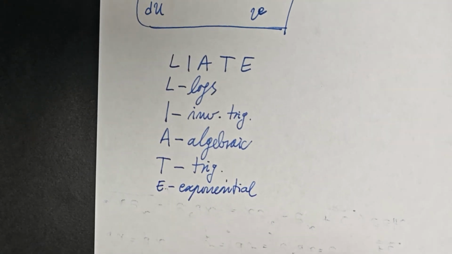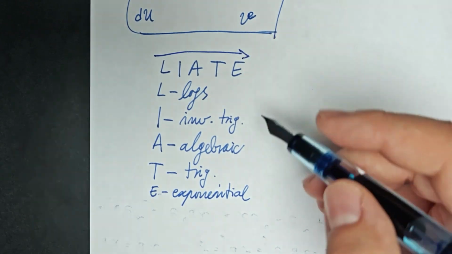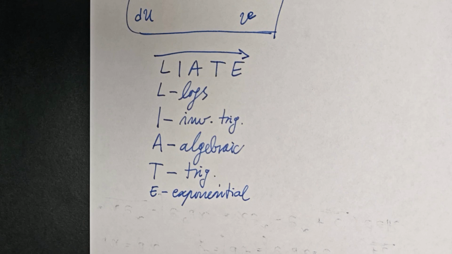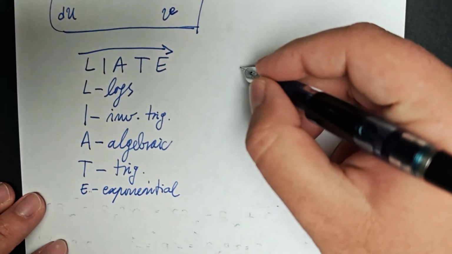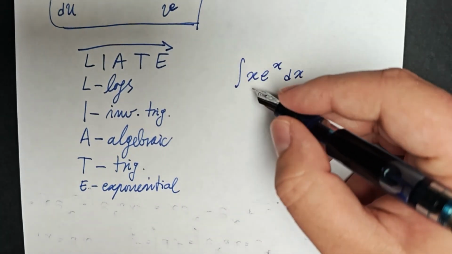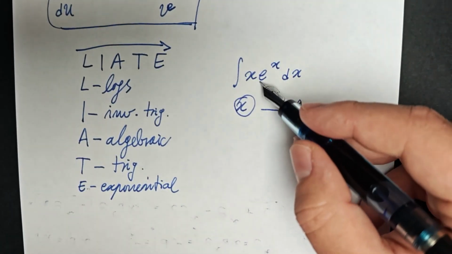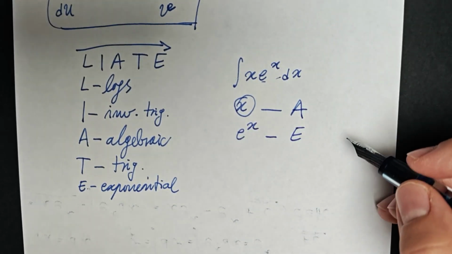What is exponential? Well, e to the power x, or maybe 2 to the power x, or anything else like that. So the trick is to follow these letters in this sequence. You start with L and you move to I, A, T, and E. The first one that you find in your integral is your u. So in our integral x e to the power x dx, we have this x and that is algebraic. We have e to the power x and that is going to be exponential.